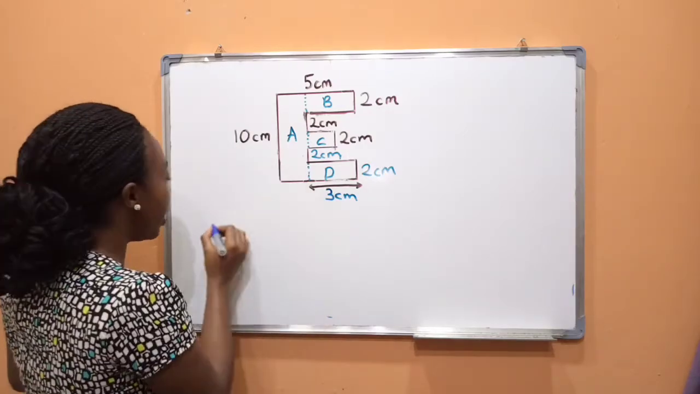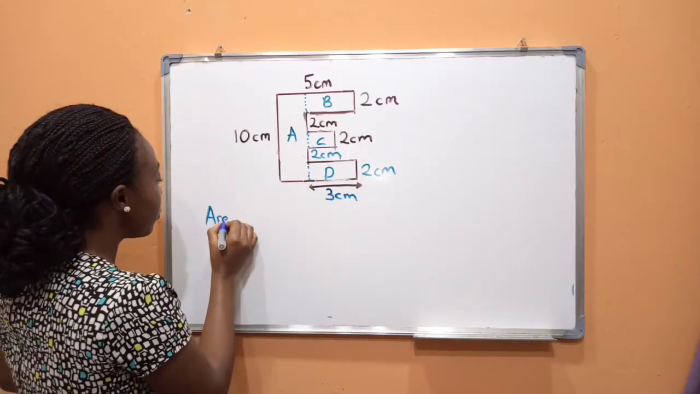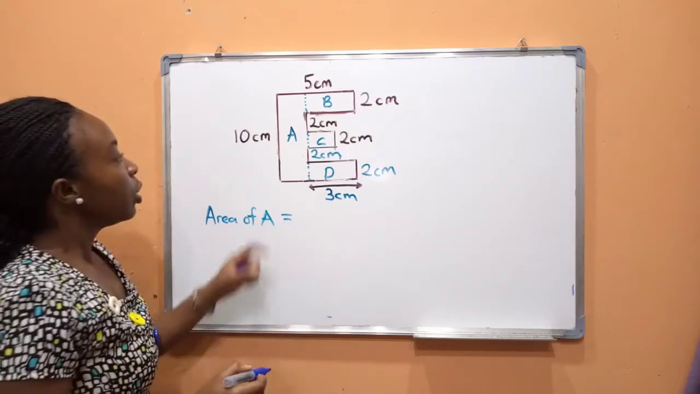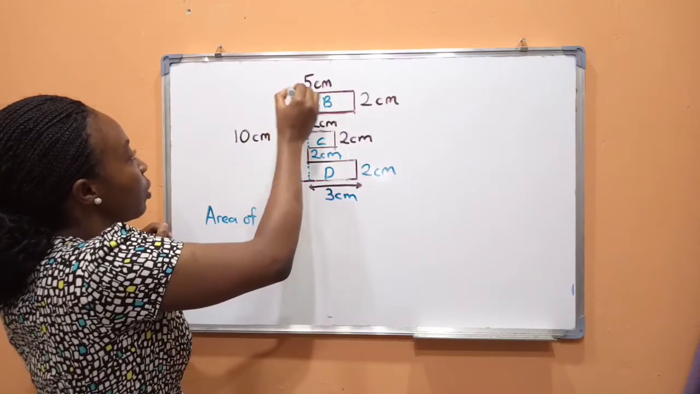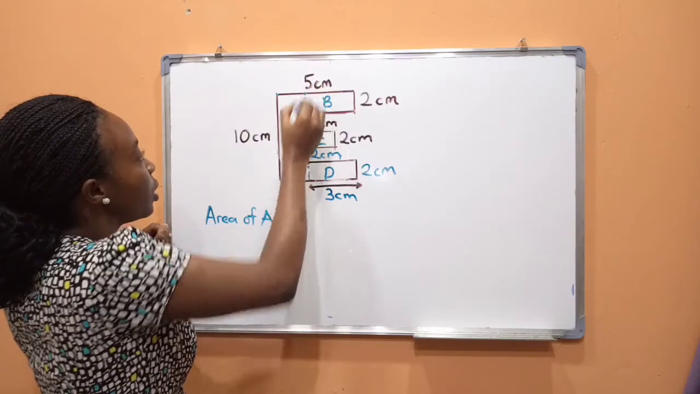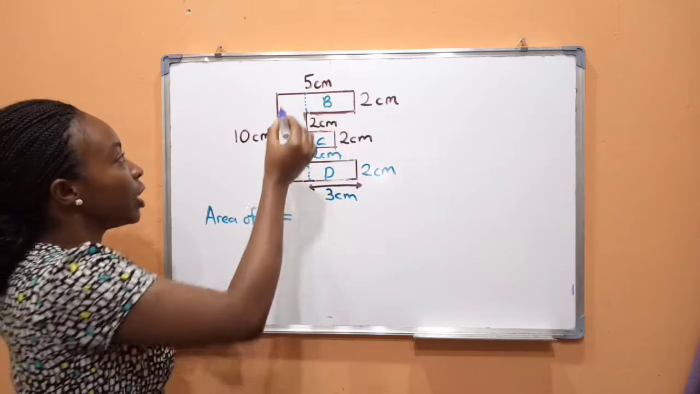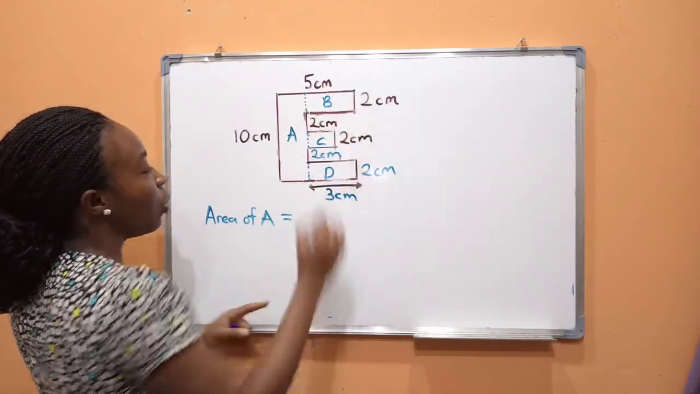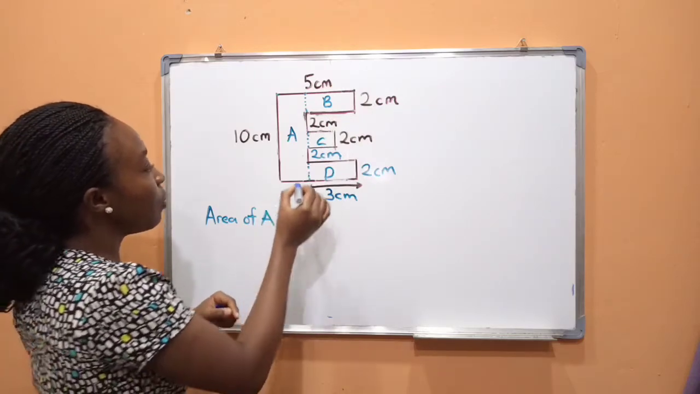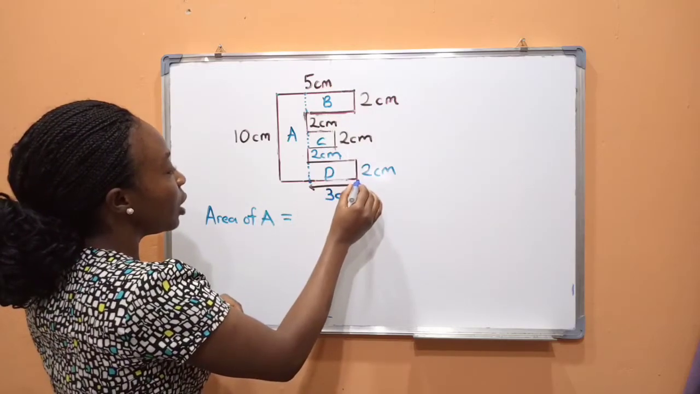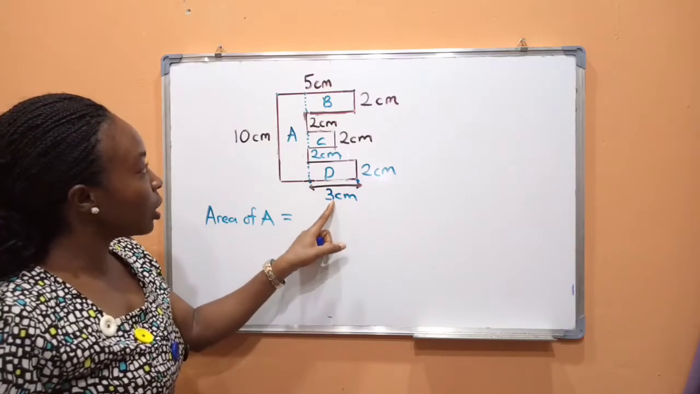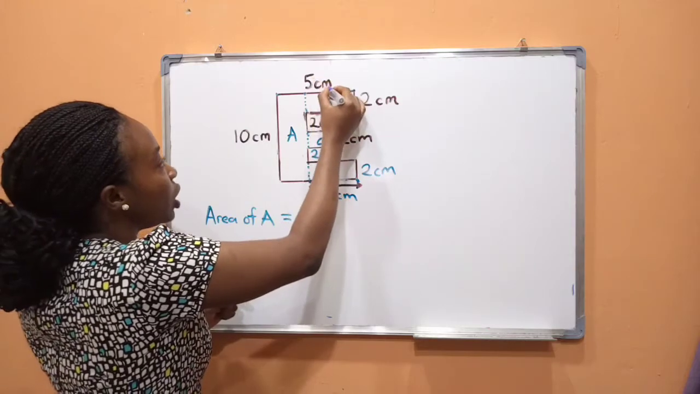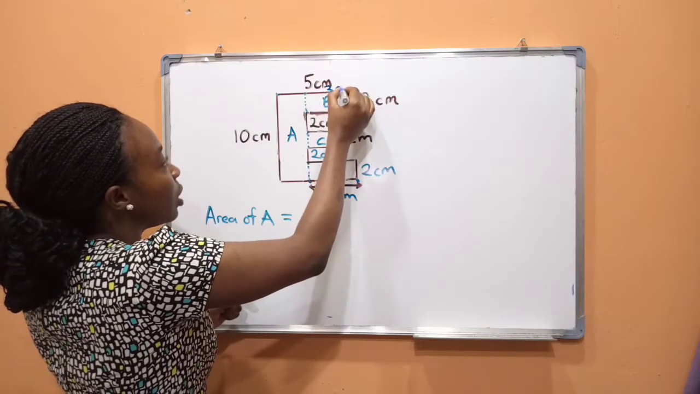So for A, area of A is going to be equals to, now we are trying to find from here to here, this point. We were not given what it is. We know that the entire length from here to here is 5 centimeter, and we equally know that from here to here, this point is 3 centimeter. If here is 3 centimeter, what that means is that this place is equally 3 centimeter.